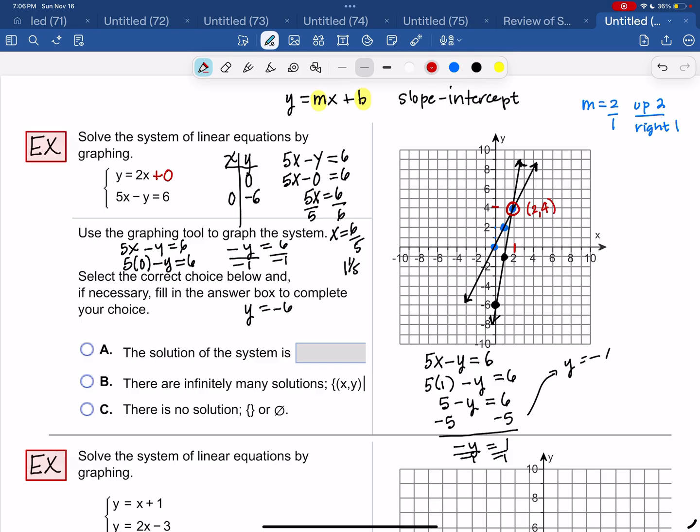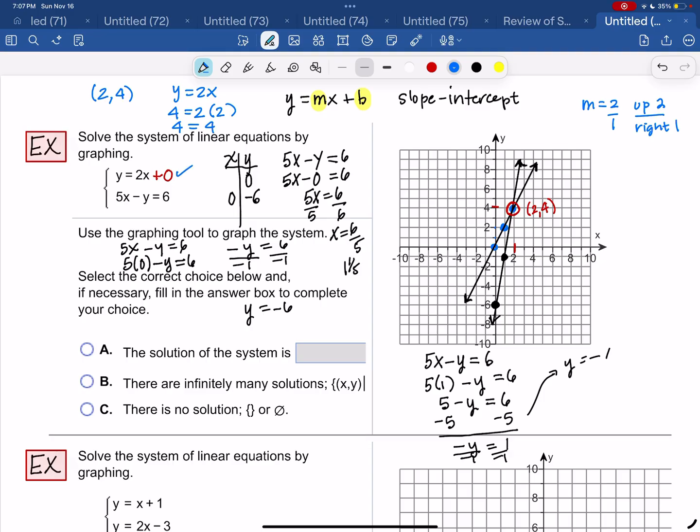But I need to verify that just to be sure, and I do that by checking in both equations. So remember what I'm checking. I'm checking the point 2, 4 in both of the original equations. So y is equal to 2x. For y, I put in a 4, and for x, I put in a 2. And for multiplication, we use parentheses. So 4 equals 4. And it works in the first one.